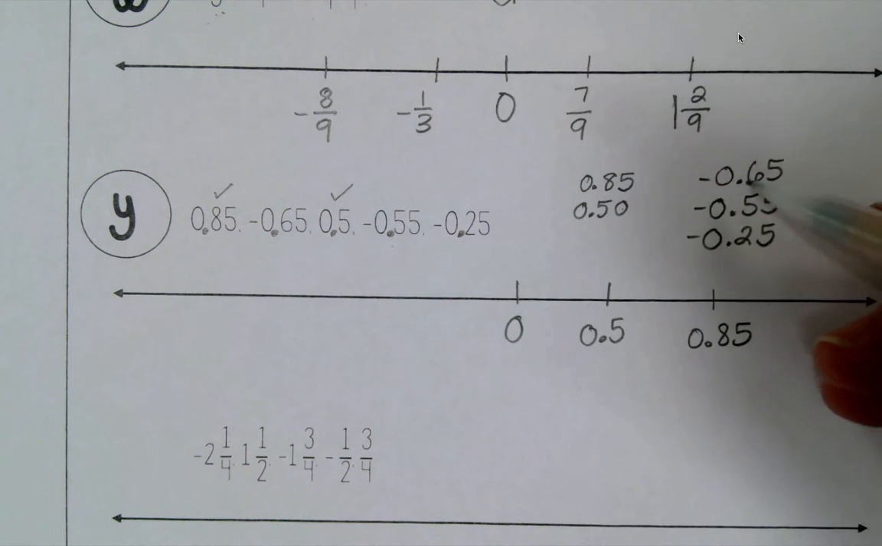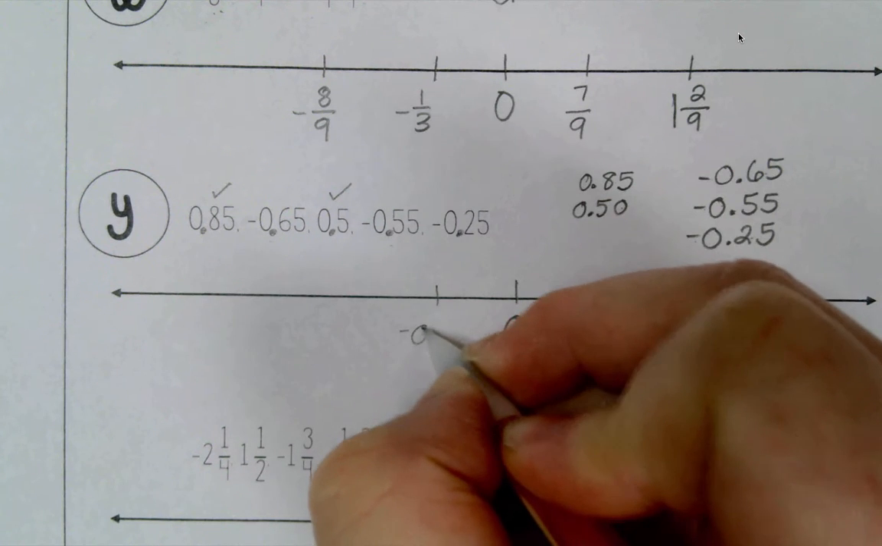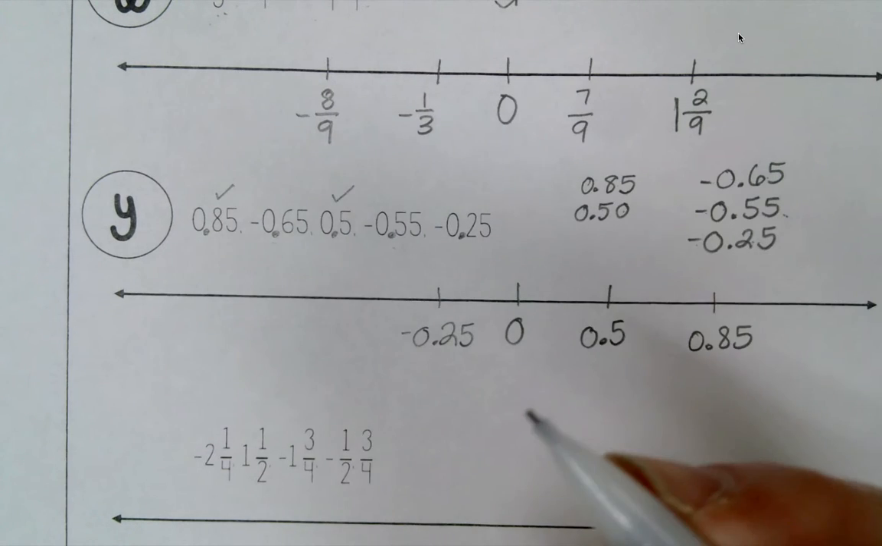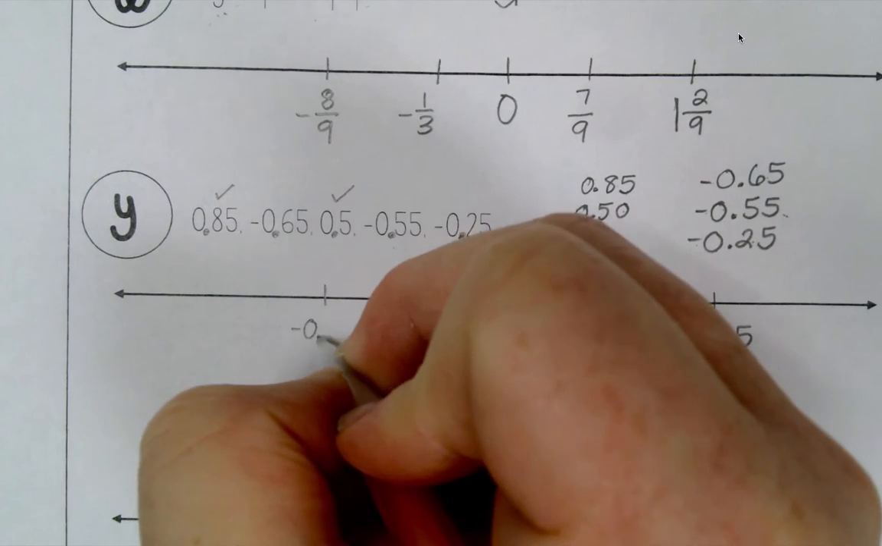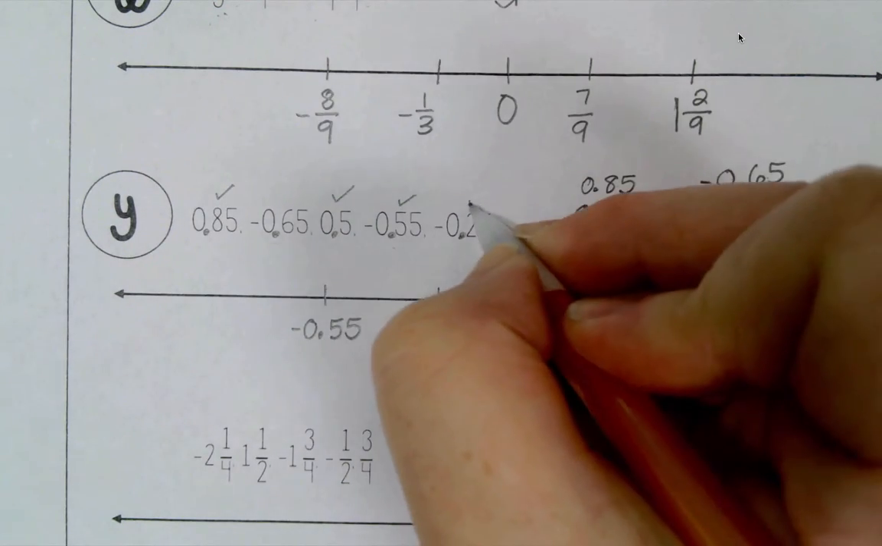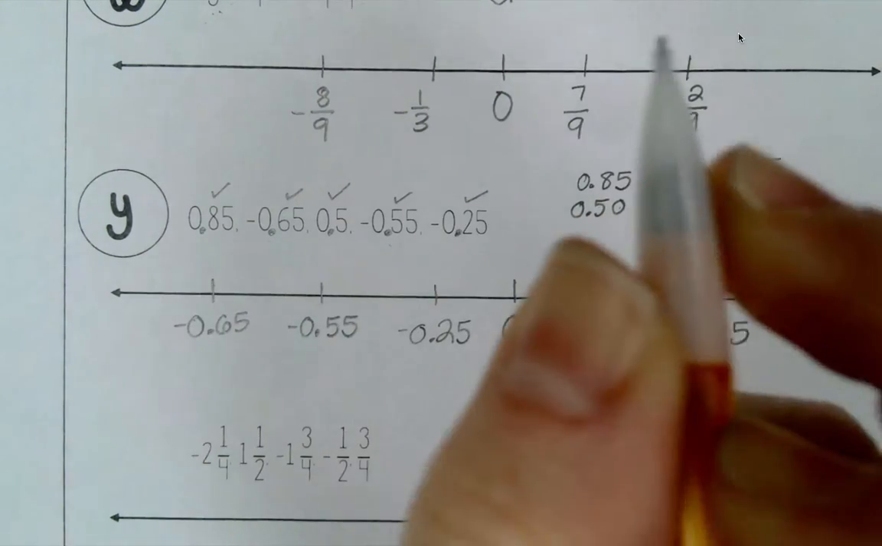Okay, so I don't have a whole number, but then I look at my tenths. I have 6, 5, and 2. Now you might say, but 6 is bigger, but negative. So actually, the negative 2 25/100 will be my greatest. It's closest to 0. And then working to the left would be negative 55/100, and then negative 65/100. Rounding that out.